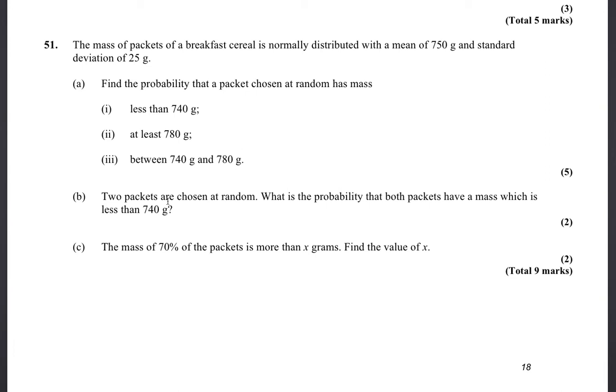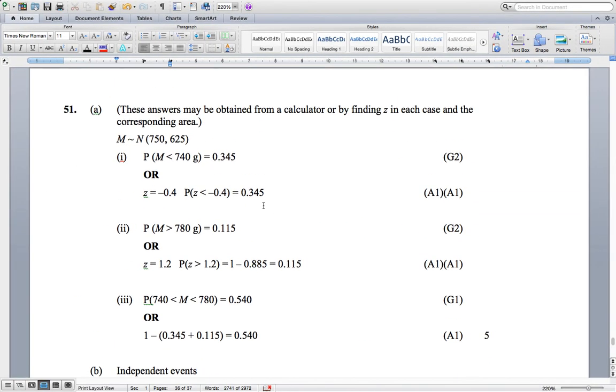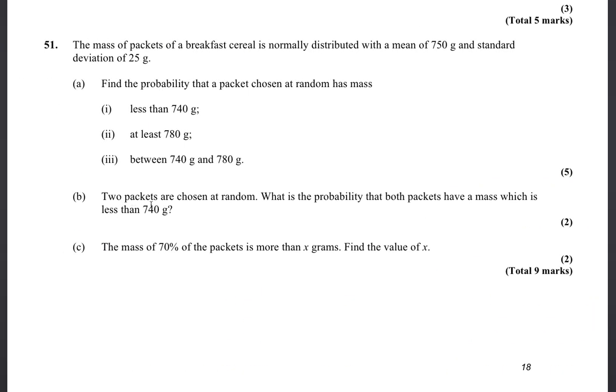Two packets are chosen at random. What is the probability that both packets have a mass which is less than 740 grams? Okay, so we found the answer for this, isn't it? This is the probability that a packet chosen at random has mass less than 740, and the answer was 0.345. Correct.